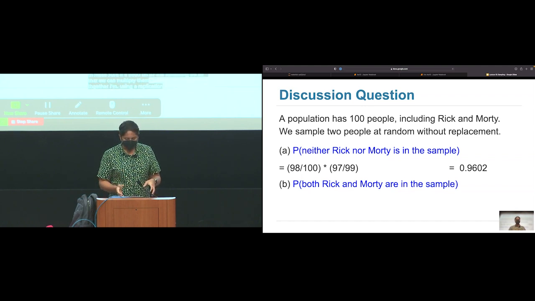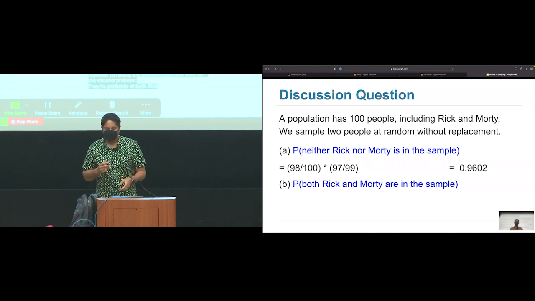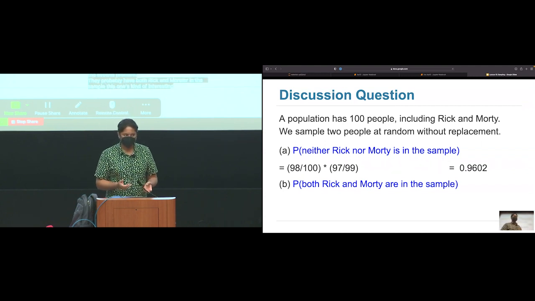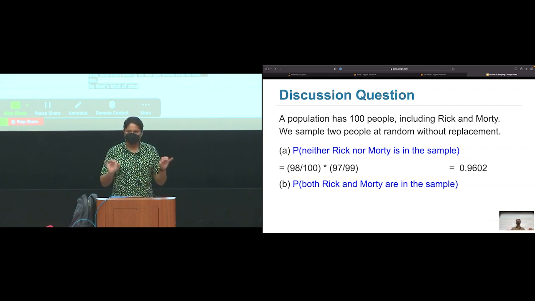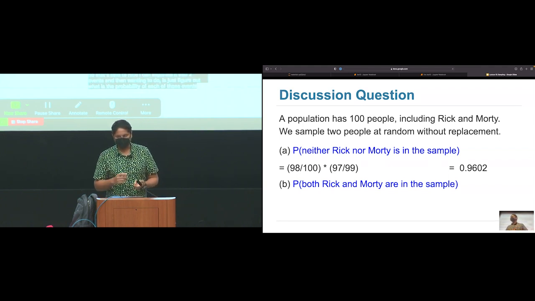And then for the second problem, the probability that both Rick and Morty are in the sample, this one's kind of interesting because there's really only two ways this can happen. Either I'm going to get Rick first and then Morty, or I'm going to get Morty first and then Rick. So that's kind of nice. I can separate it into two events. And then what I need to do is just figure out the probability of each of those events. The probability that we get Rick first is just 1 in 100, because it's just one Rick. And then the probability we get Morty on the second one is 1 out of 99.